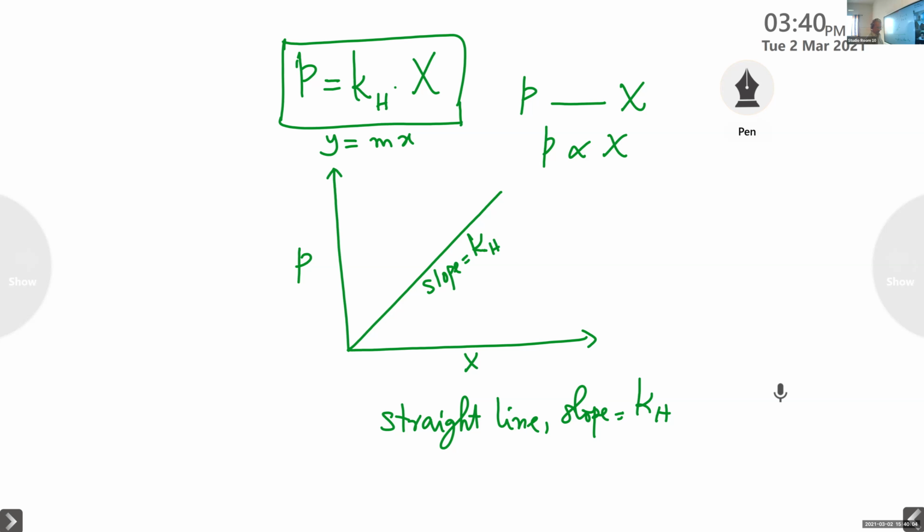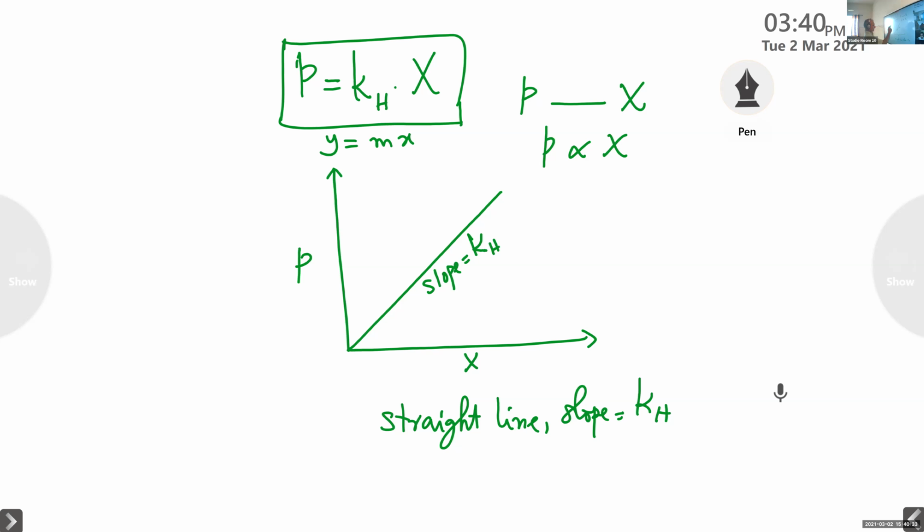So, from this, it is very clear that when vapor pressure increases, the mole fraction of the gas also increases. So that we get a straight line when the mole fraction is plotted against the vapor pressure. The slope of the straight line will be equal to the Henry's law constant Kh.